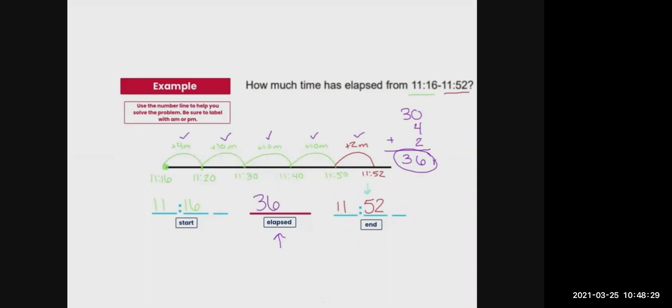And these are all minutes. It is under 60, so I have not gone over an hour. So the time that is elapsed from 11:16 to 11:52 is 36 minutes. I have not gone past 12 o'clock yet between these two times. So if I'm going to be doing AM and PM, I can keep them the same. PM and PM, they would stay the same.